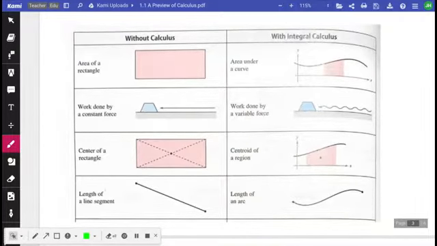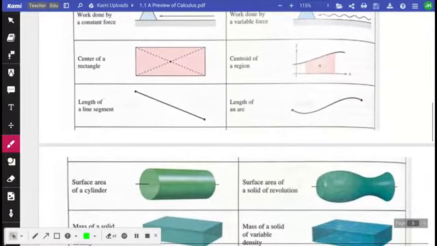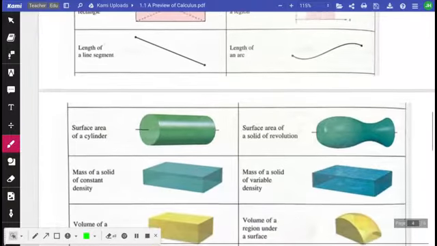With work, you may not have done much with work in physics unless you've taken physics or are taking physics, but we'll do work both ways with a constant force and with variable force. The center of a rectangle is another concept in geometry, but in calculus, you can find the centroid of a region. We will not be doing that. It would be farther into calculus, more like Calc 2, but it is a concept that is taught in calculus. So we've done lengths of straight lines, but we'll be able to find lengths of curves, things like that.